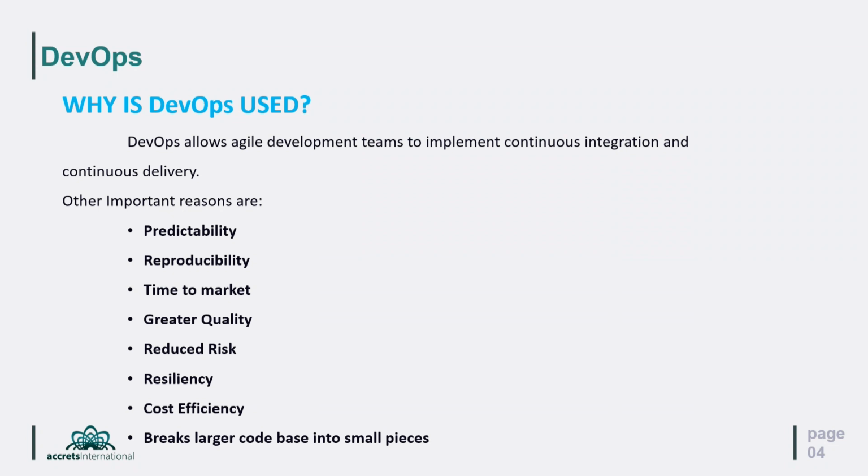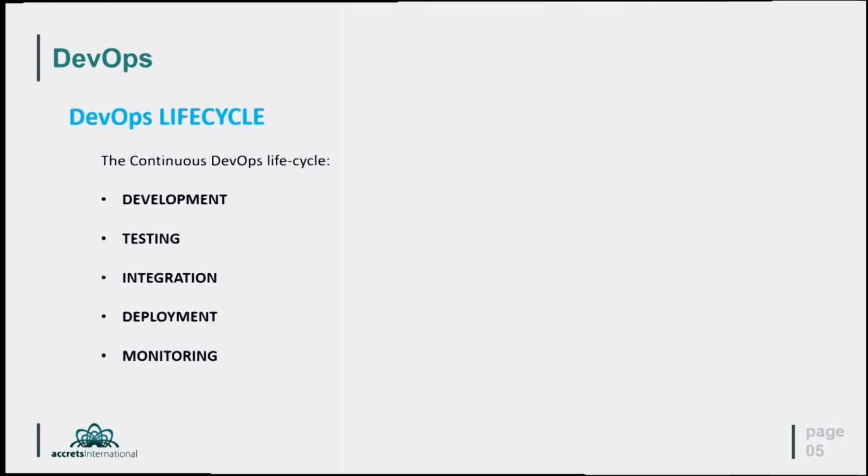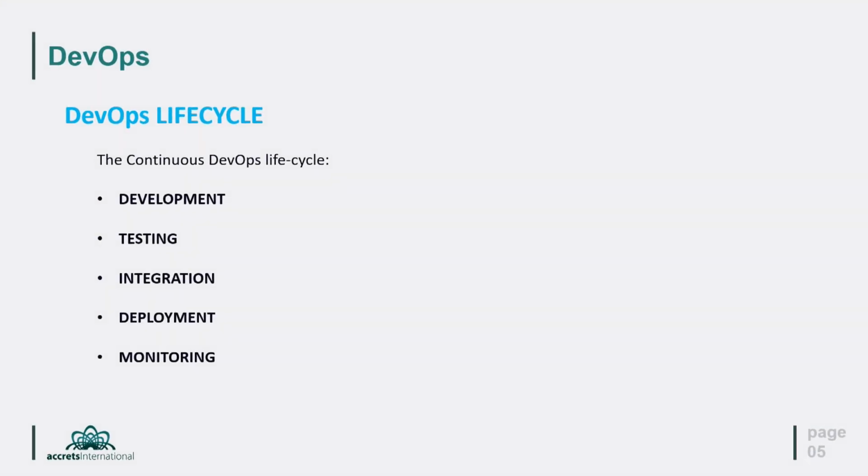Moving on, let us have an overview of the DevOps lifecycle. It mainly consists of 5 stages. The first stage is development. In this stage, the development of software takes place constantly. The entire development process is separated into small development cycles. This helps the DevOps team speed up the software development and delivery process.